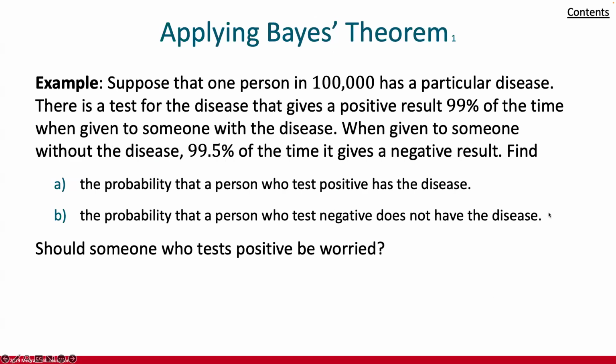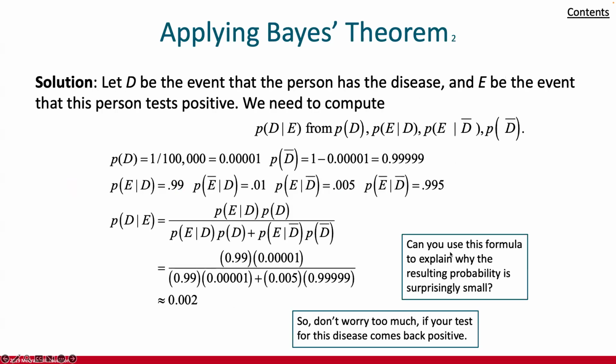So we want to find the probability that the person who tests positive has the disease, a true positive, and vice versa for the second case: the probability that a person who tests negative does not have the disease, a false negative. So should someone who tests positive be worried? And how can we look at those values?